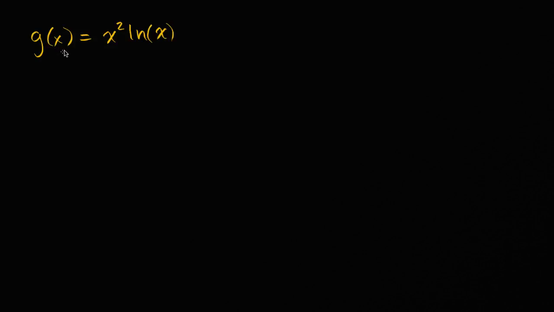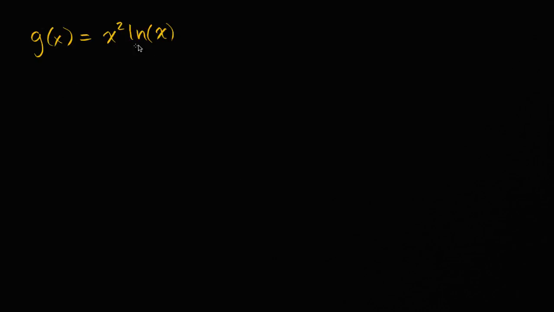So we have the function g of x is equal to x squared times the natural log of x. And what I want to do in this video is see if we can figure out the absolute extrema for g of x. So are there x values where g takes on an absolute maximum value or an absolute minimum value? Sometimes you might call them a global maximum or a global minimum.